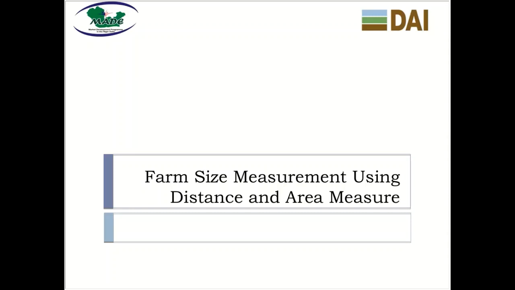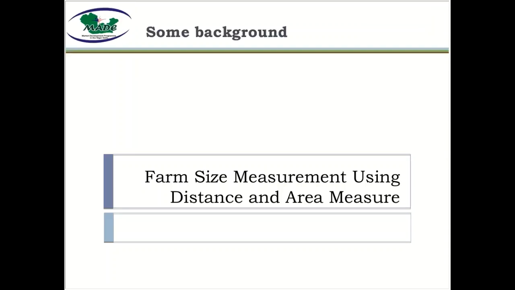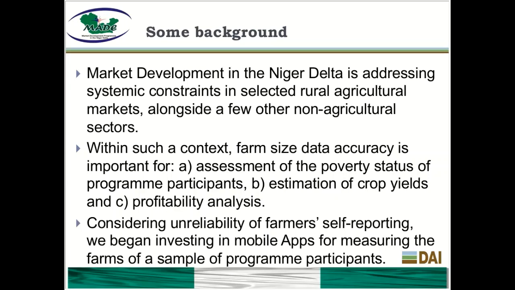Sectors that are non-agricultural. We have a challenge in terms of measuring the size of the farms or the availability of data, and that's crucial for us in terms of classifying program participants and in terms of estimating crop yield. We also look at profitability analysis, and we all understand that self-reporting from farmers can be very unreliable, but there hasn't been proof of how unreliable that is, the extent of unreliability.